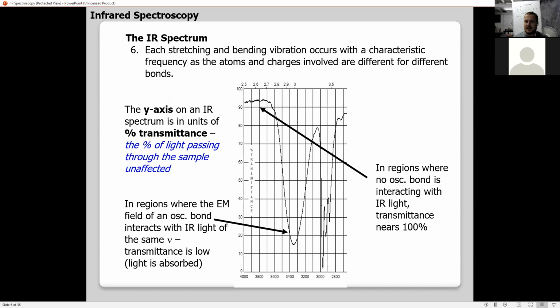So on the left, we've got the percentage transmittance. Where the bond absorbs the light, we will see a peak. That way we can tell where or what is in our sample.